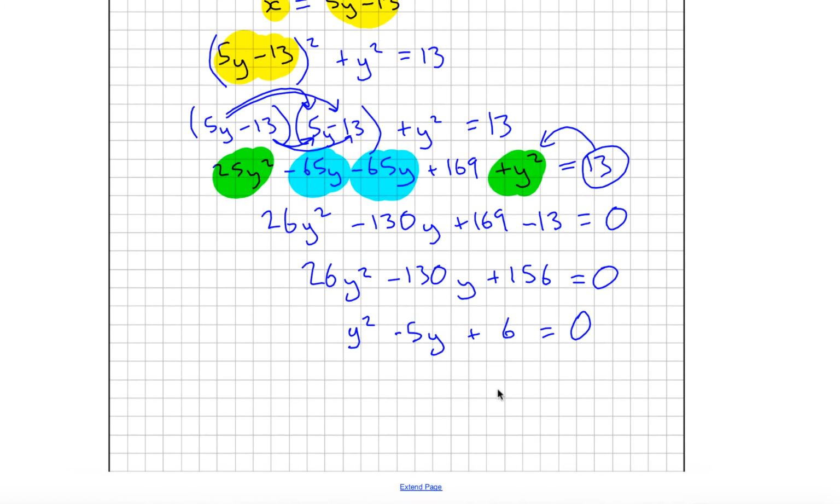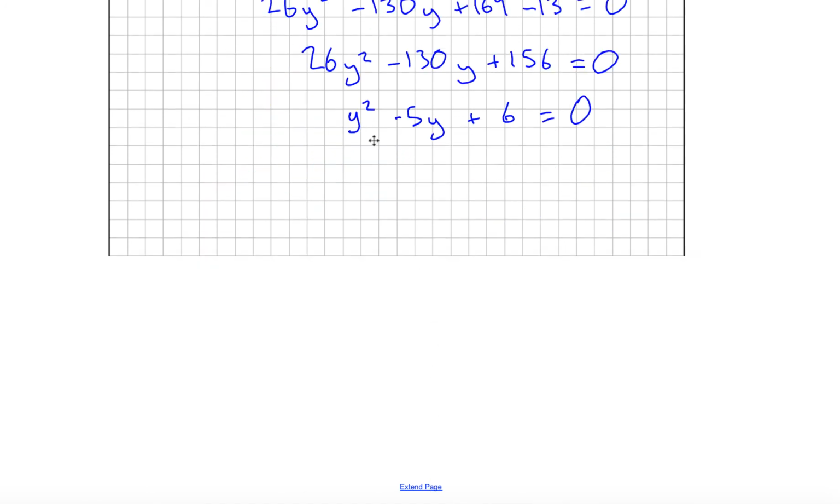So I've got y squared minus 5y plus 6. So this can actually be factorized. I'm looking for factors of positive 6 that when combined can give me negative 5. So that would be minus 3 and minus 2. Because minus 3 multiplied by minus 2 is positive 6, and minus 3 minus 2 is minus 5.